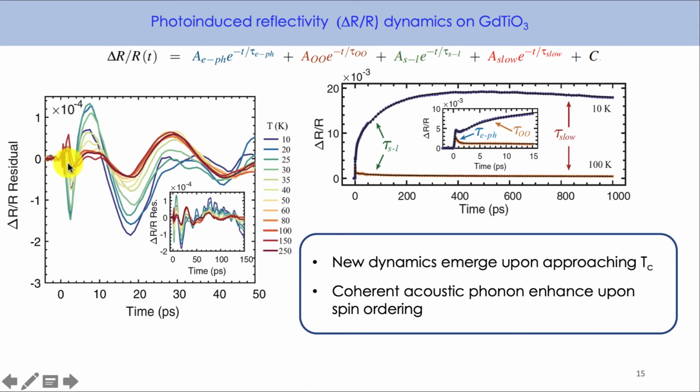And these kind of reddish curves are all well above the transition temperature, and you kind of see this coherent oscillation. Okay, it's a little bit chirped and it has some interesting features, but it doesn't change so much. But then when you start to get into the magnetically ordered region, you see that the amplitude increases by quite a bit. And so this really shows that these coherent acoustic phonons basically are enhanced once you get into the spin ordered state.